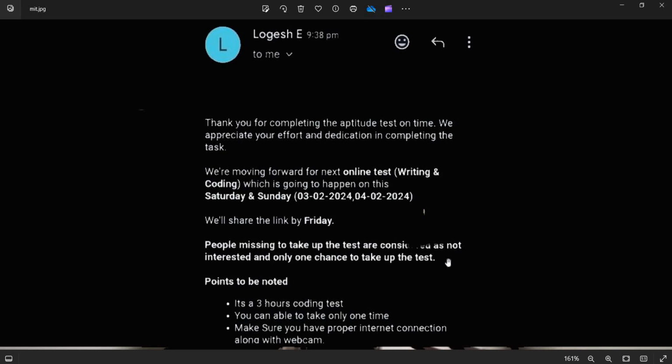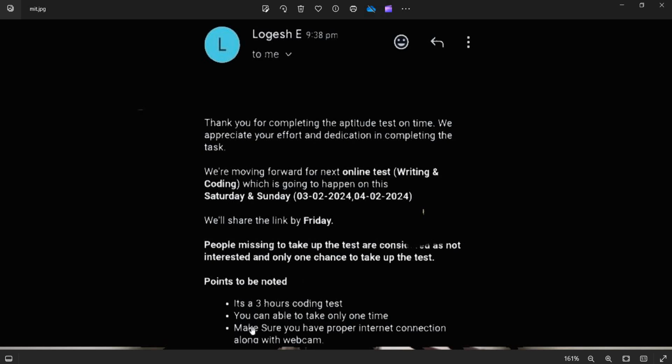People who miss taking the test are cancelled, considered not interested. There is only one chance to take the test. So in case you get this test mail from the company, make sure that you write the test on time. And the points to be noted: it's a 3-hour coding test, which can be taken only one time. Please make sure that you have a proper internet connection along with your webcam.